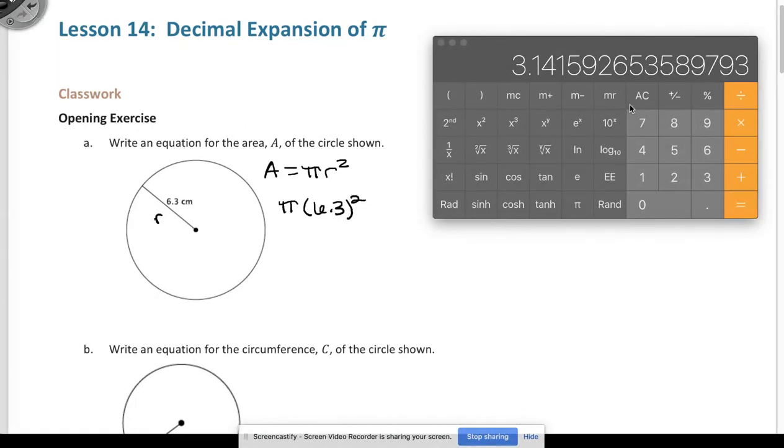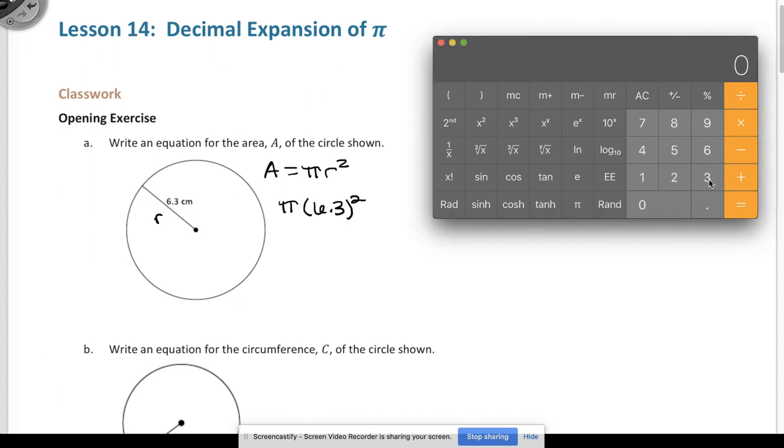All right, so using my calculator, I'm going to go ahead and clear out that pi for right now. I'm going to do 6.3 and I'm going to square it. There's that answer. So I'm going to say 39. Let's try that again. 39.69. And we're going to leave pi for right now. They'll show you how to use that in a minute.